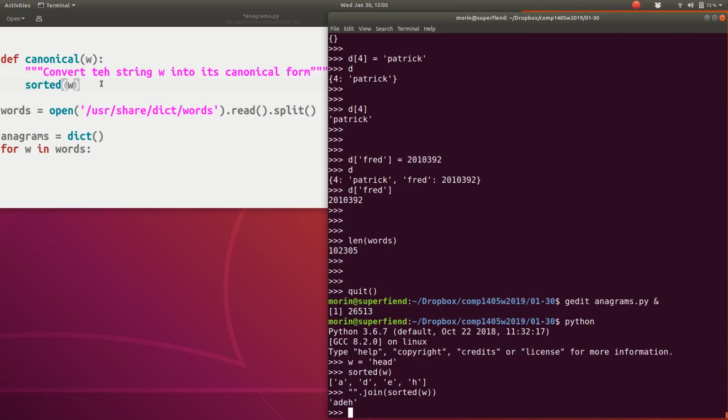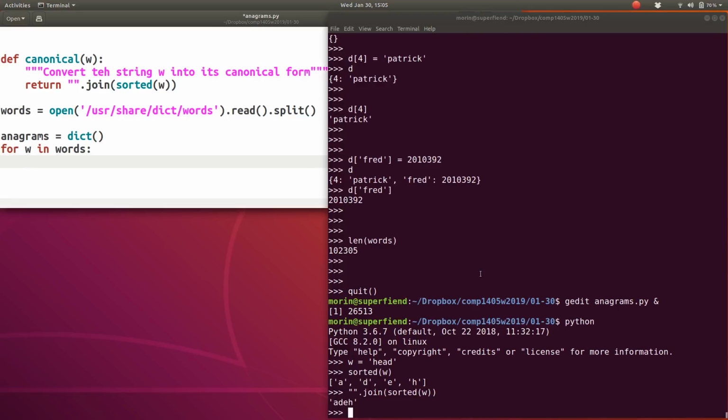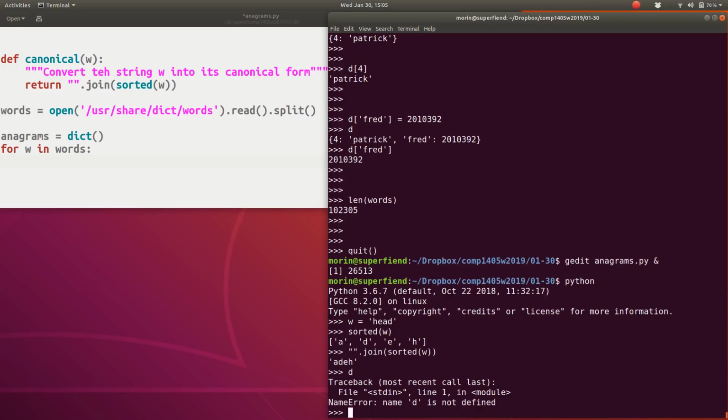So, to convert to canonical form, we'll just return the sorted thing, but we'd like a string, so let's join all those letters that we get in the sorted list of letters. We'll join them with no spaces in between. Okay. All right. And let's look again at our dictionary and see what kind of operations it supports.